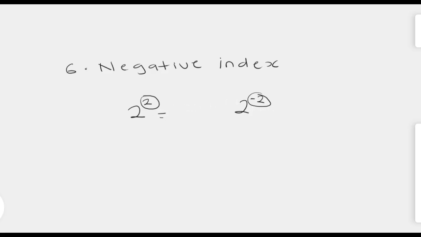So 2 raised to power 2 is simply 2 times 2, which is equal to 4. It is positive. While a negative index, 2 raised to minus 2, is simply taking a reciprocal. Note that 2 is the same thing as 2 over 1. Am I right? So if we say the reciprocal of 2, we are simply flipping this thing upside down.